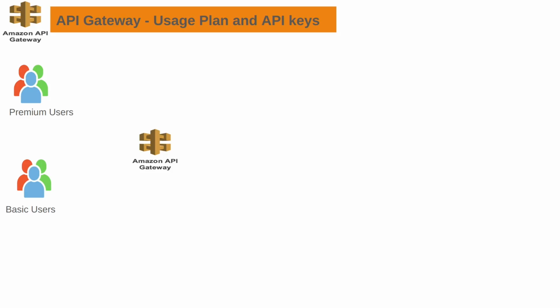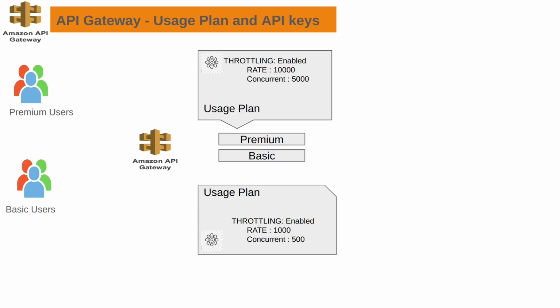So how can you manage it? For that you have to create a usage plan. Let's say you have two usage plans, one premium and another basic. In premium you can set the rate, that is, per second you can allow 10,000 requests and allow 5,000 concurrent requests. And for basic, let's say you want to allow only 1,000 requests per second and 500 concurrent.